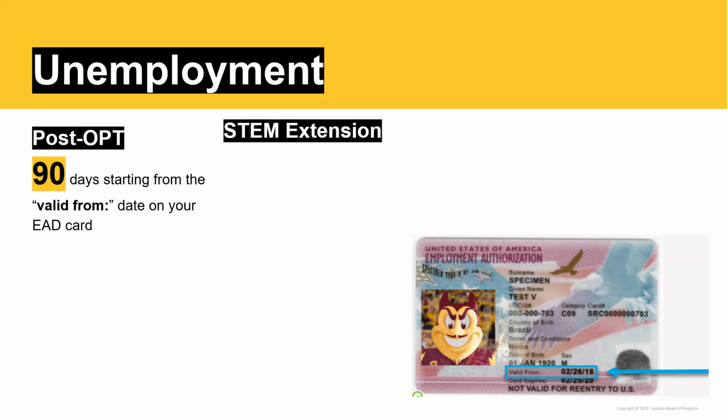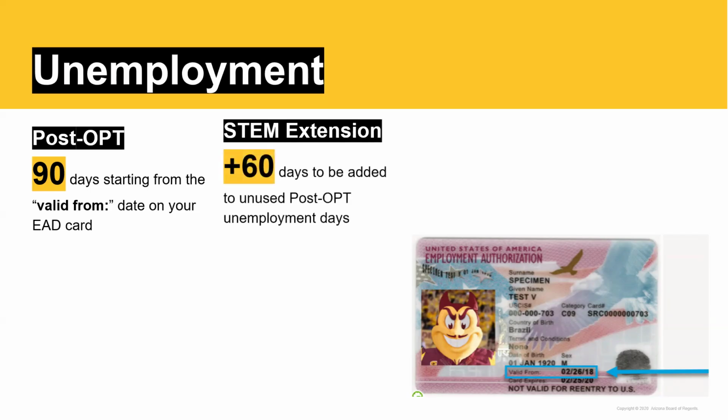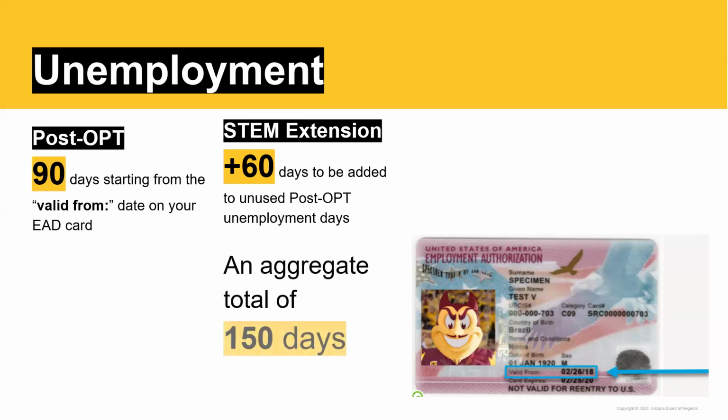Now, if you move ahead to the STEM extension, you get an additional 60 days to be added to the unused post OPT unemployment days. So let's say our friend Sparky there got through post OPT, only used 5 unemployment days. That would be 85 unemployment days added to the 60 that would move forward there. Or if Sparky had the total 90 days plus the 60, that's the ideal situation. That would be 150 days in total. So to make that point there, an aggregate total of 150 days would be the maximum amount of unemployment that could be carried over in total on the full post OPT and the STEM extension. So that's a little bit more about how unemployment would work.